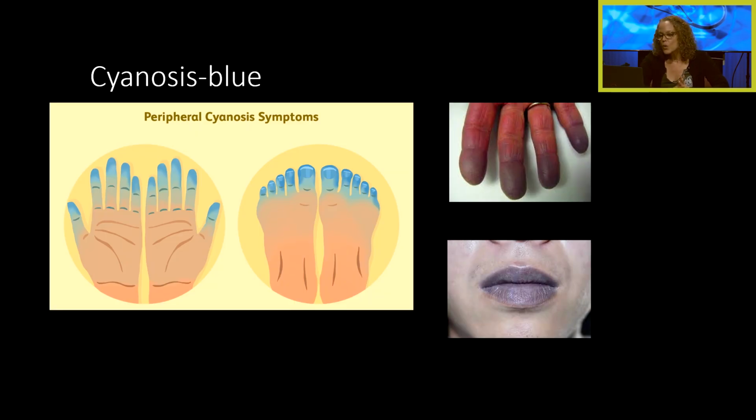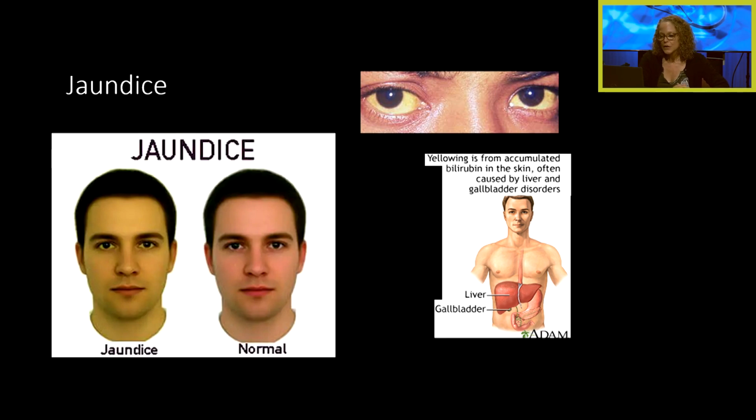But here are some more examples of cyanosis. These are peripheral signs of a decrease in oxygenated blood to the extremities. We can see it here in the fingertips and in the lips as well. Another color that we might see on an individual is jaundice. Jaundice is a yellowing of the skin.